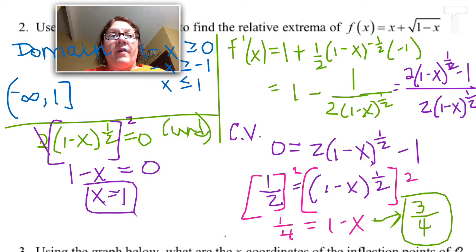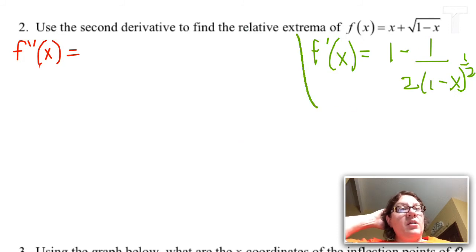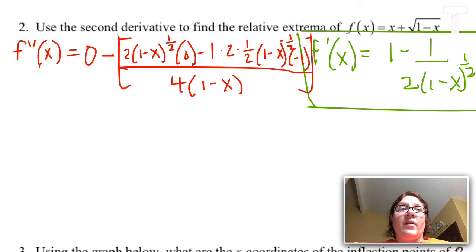Okay, so now I need to find the second derivative. So find me the second derivative. And let me make a suggestion that you use the original version that you got before you got a common denominator, because it will be much easier to take the derivative on that than it will in the common denominator form. Okay, so check your first step and see if you had that.